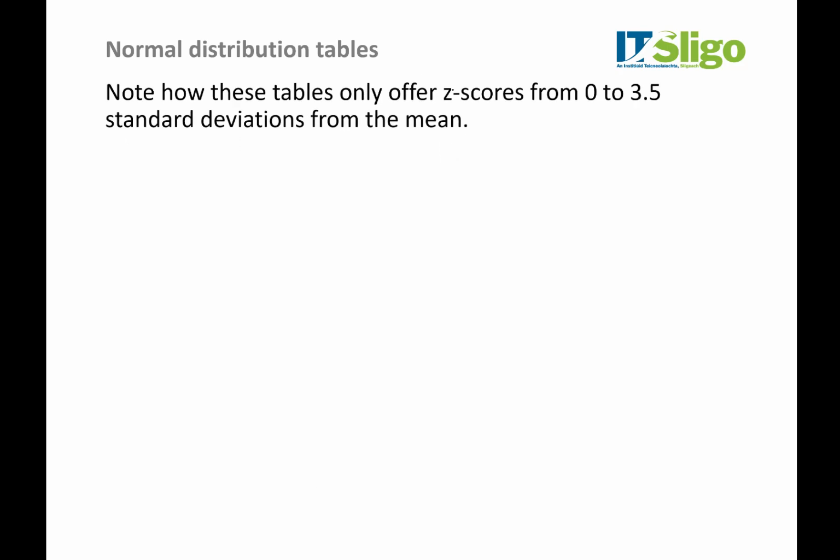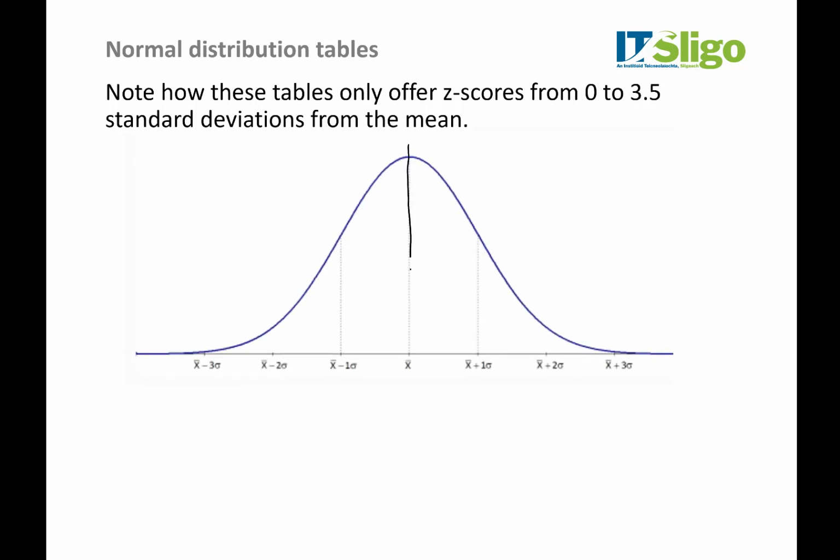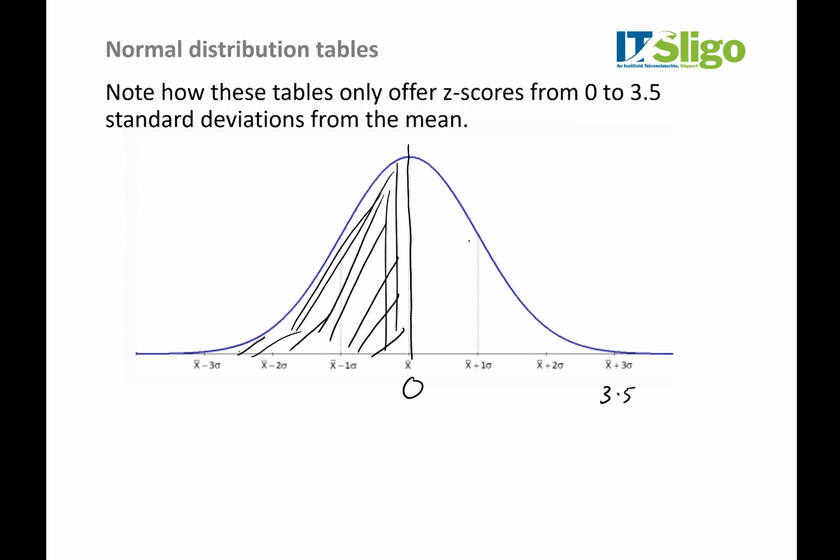The tables only offer a z-score from 0 to just below 3.5 standard deviations from the mean. So there's 0, there's 3.5. The tables actually don't give us any information about the left-hand side of the curve. This is the only place we have information from. That's what the tables give us. But if we're interested in an area to the left of the mean, we can use the symmetry of the curve to do our analysis. And we'll see this in later examples.